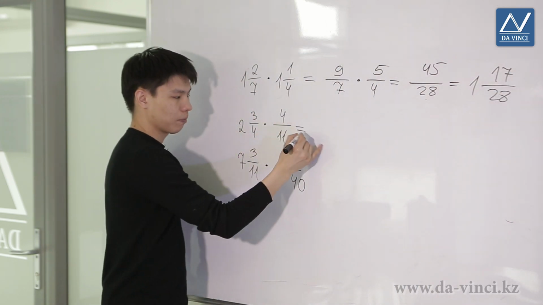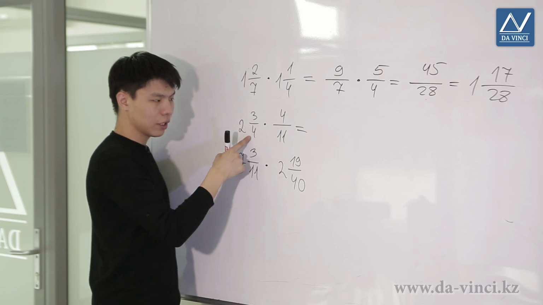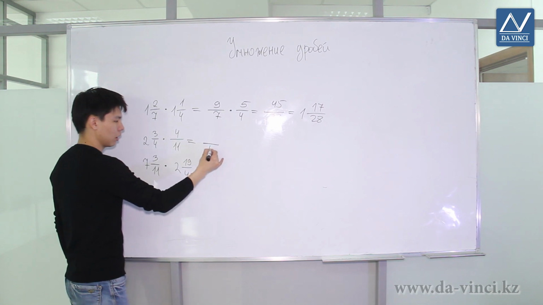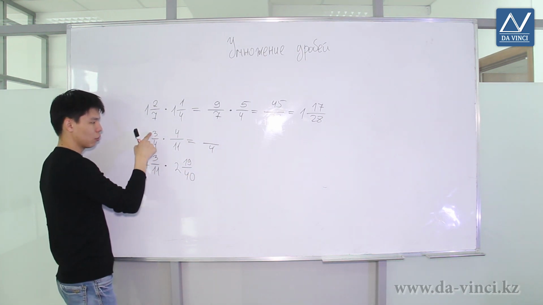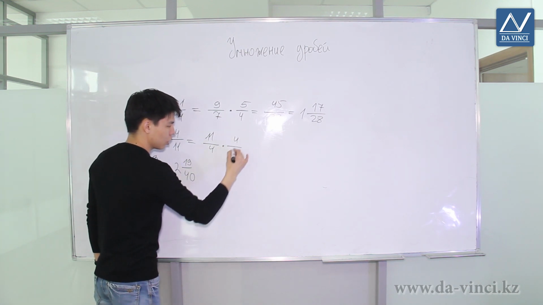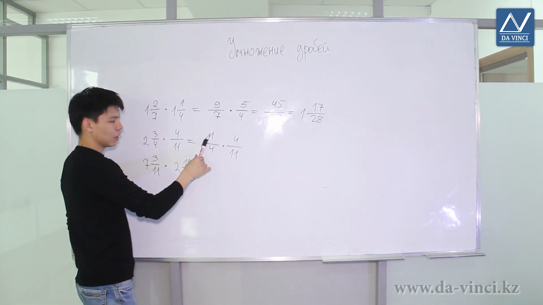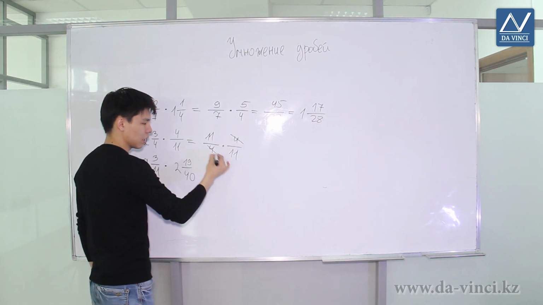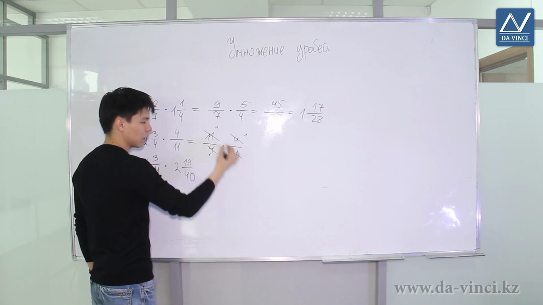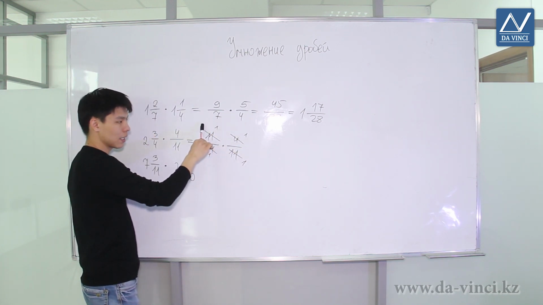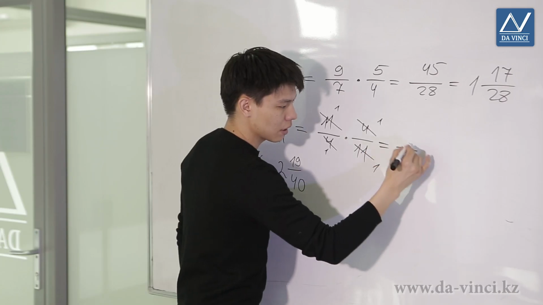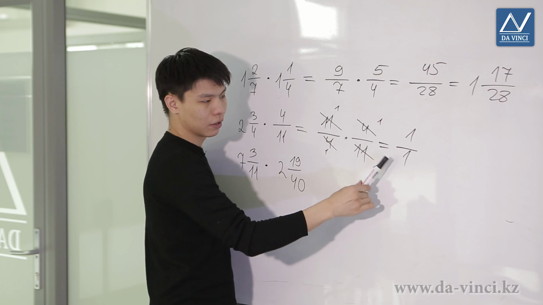Let's multiply the second one. We also need to convert 2 whole 3 fourths into an improper fraction. That will be 4. 2 times 4, 8, plus 3, 11. That is 11 fourths multiplied by 4 elevenths. In this case, we can reduce. 4 is reduced with 4. There will be 1 and 1 here. 11 is reduced with 11. There will be 1 and 1. As a result, 1 and 1 on the top. That is 1. The same thing on the bottom, 1. And we have 1 over 1 as a result. Or just 1.